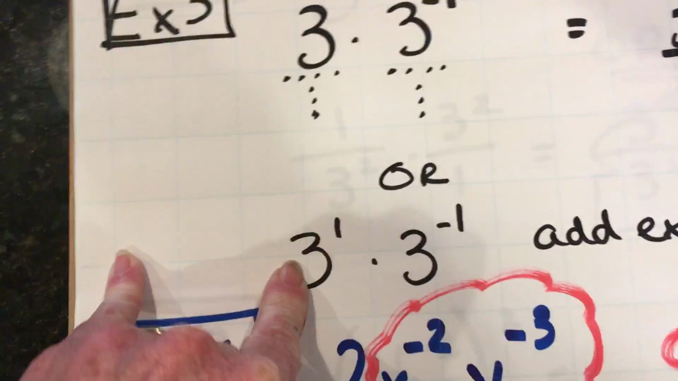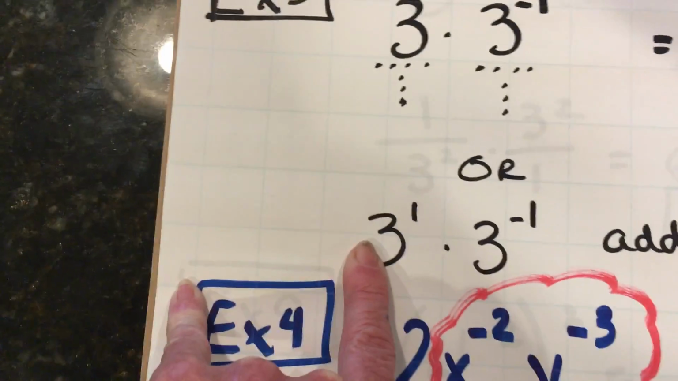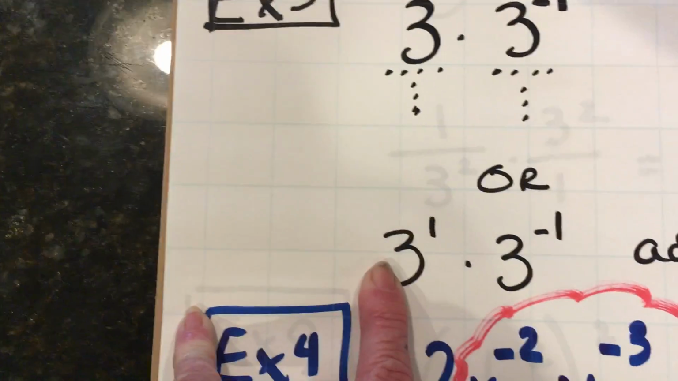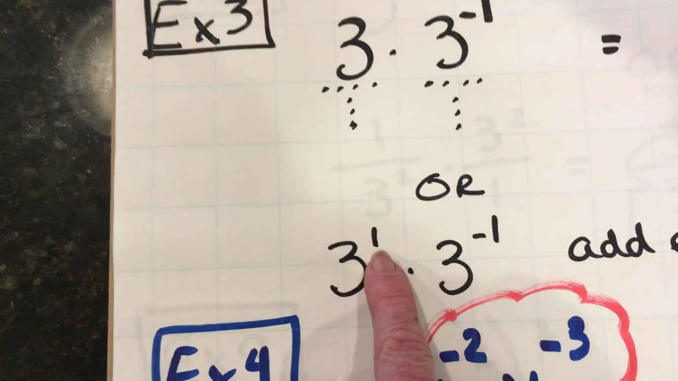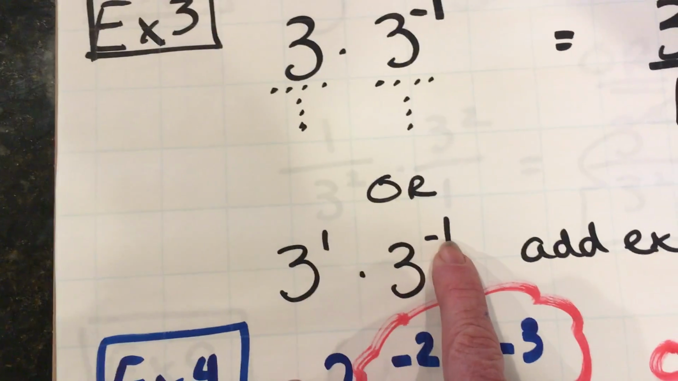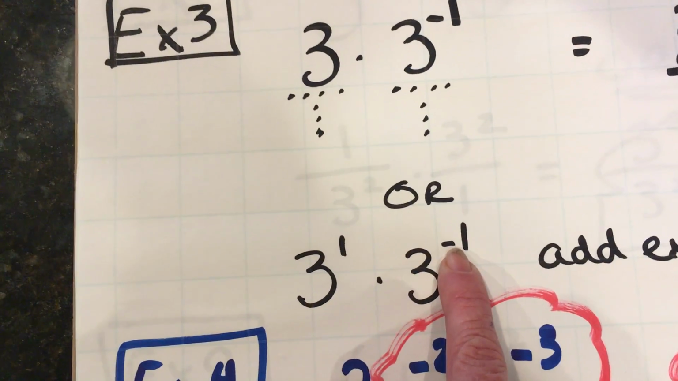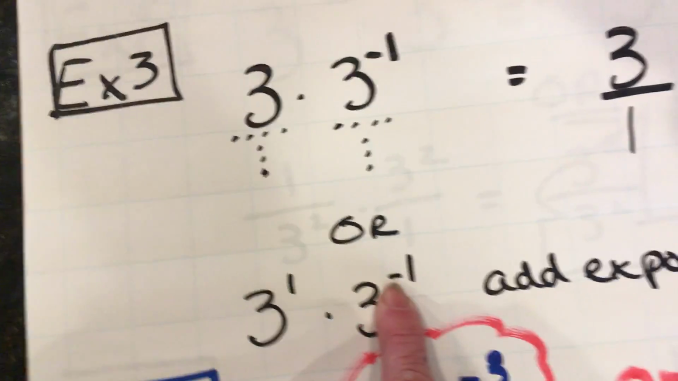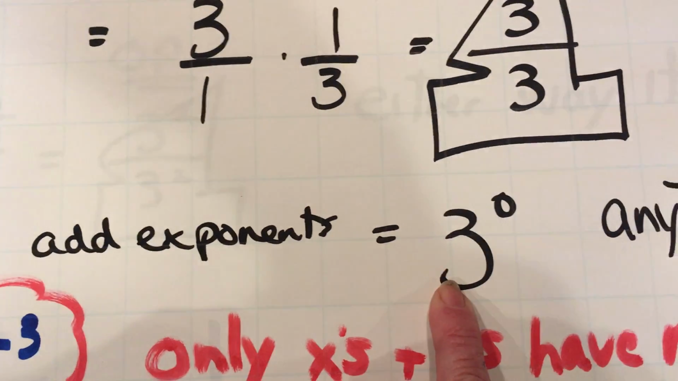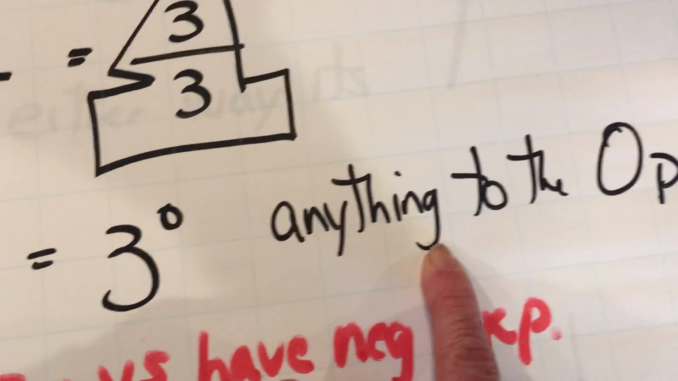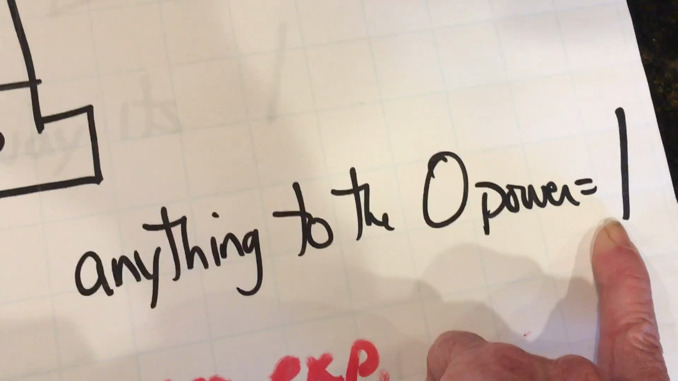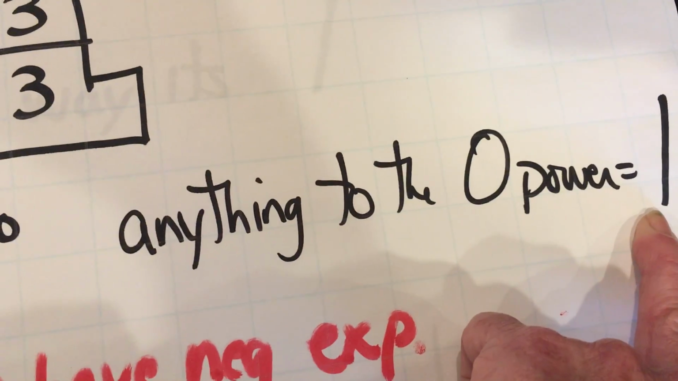I'm hoping that you saw that in section 8.1, that you can add the exponents together. We have 3 to the 1 times 3 to the negative 1. If we add those exponents together, 1 plus a negative 1, we get 3 to the 0. Anything to the 0 power is equal to Mr. 1. Okay?